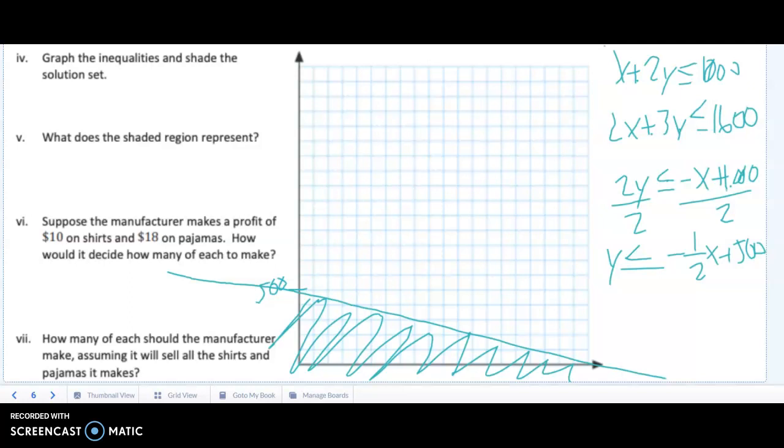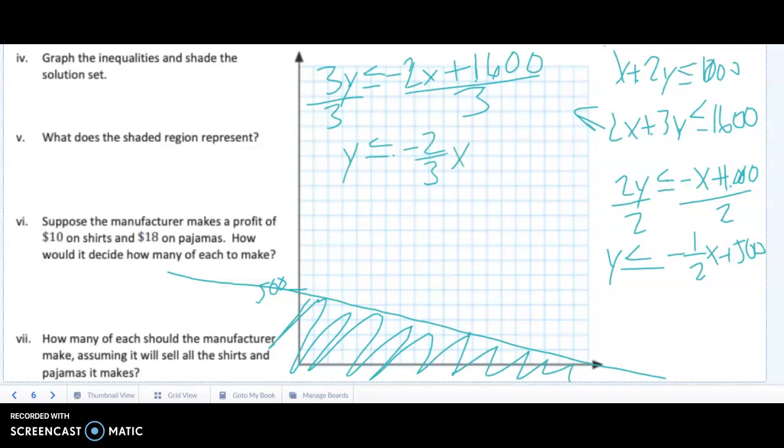Now if I go back and let's do this one, I'll have 3y less than or equal to negative 2x plus 1,600. Divide by 3, divide by 3. That's y less than or equal to a negative 2/3 x. And what's 1,600 divided by 3? It's going to be 500 something. 1,600 divided by 3, 500 plus 533.